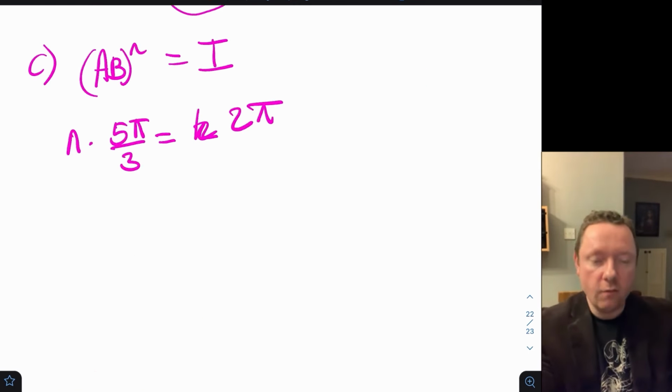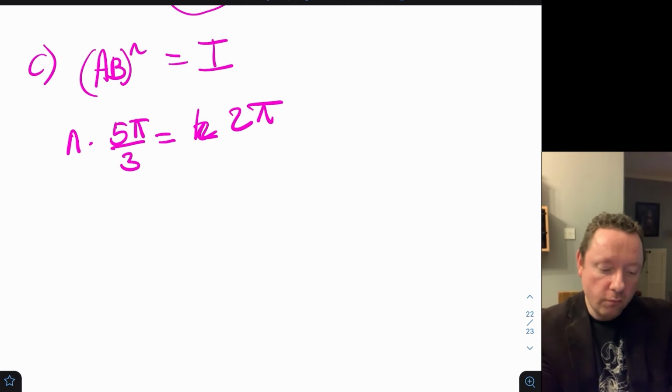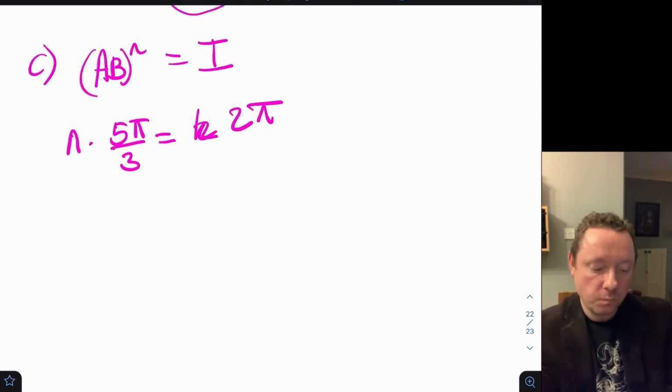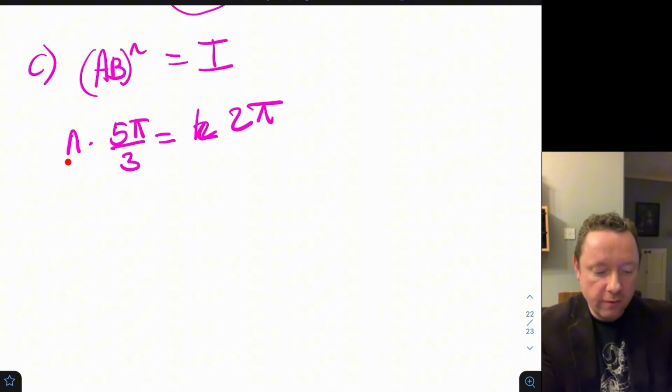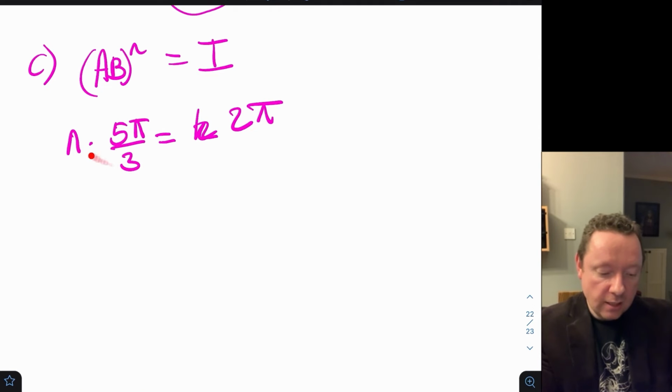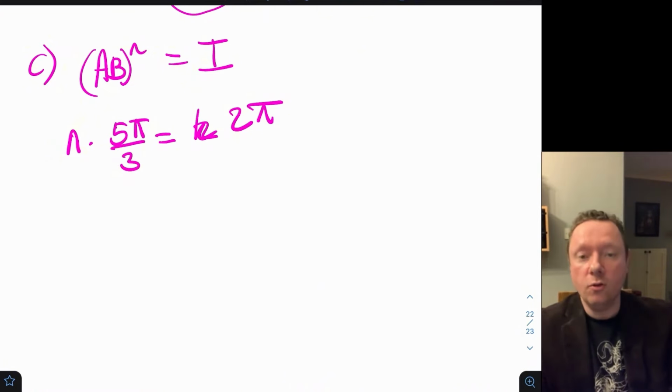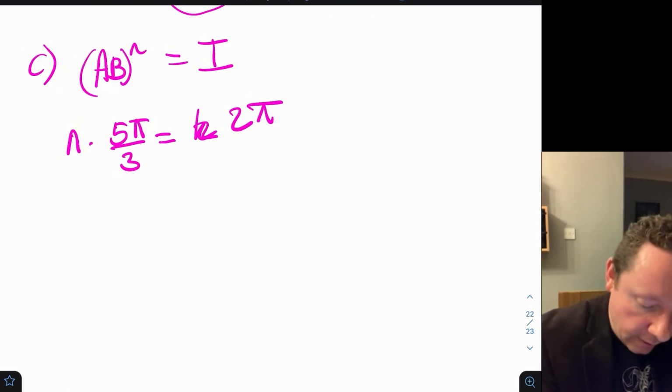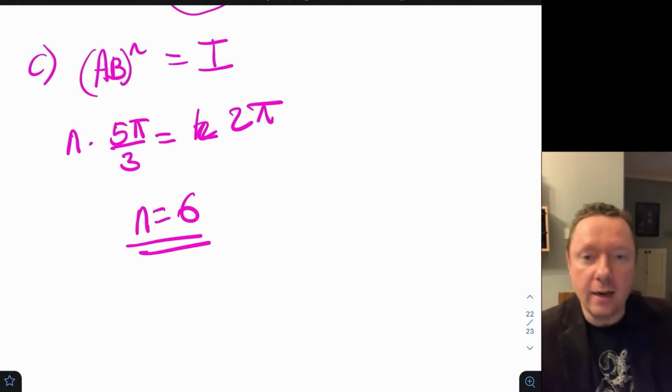So we're looking for the first value of n which produces a multiple of 2 pi. If we try 1, we get 5 pi over 3. That's not a multiple of 2 pi. Try 2, it's obviously not going to work. 3 is going to give us 5 pi, which isn't a multiple of 2 pi. 4 or 5 is not going to work. If we try 6, 6 over 3 is 2, 2 5s is 10. 10 pi is a multiple of 2 pi. So n equals 6, and we're done there.